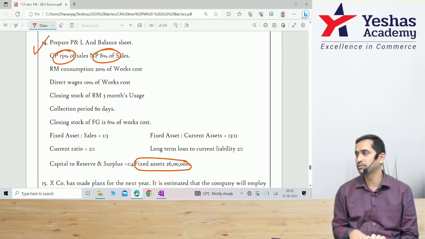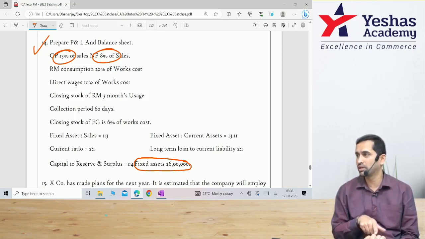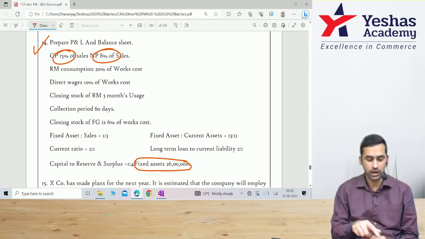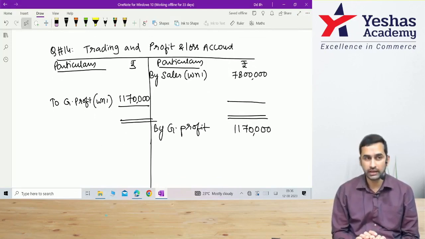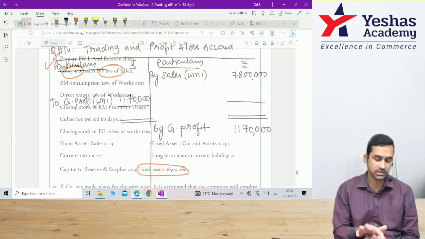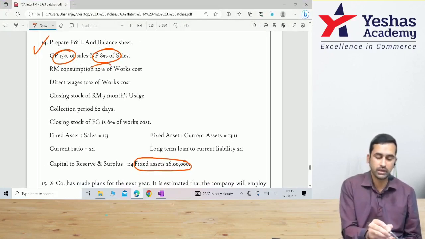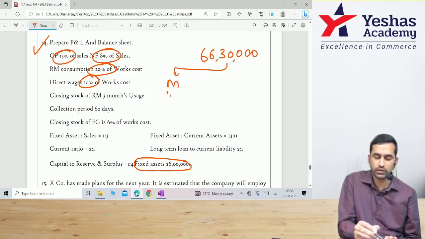Now, in simple terms, items to be debited to trading account is nothing but sales minus gross profit that you have already written in Calci. How much was sales minus gross profit? 66 lakh 30,000. This should be your total items to be debited to trading account. Under this, they have said raw material is 20%, direct wages 10%. That means whatever 66,30,000 that you are saying, in this there is some material cost 20%, there is some wage cost 10%.